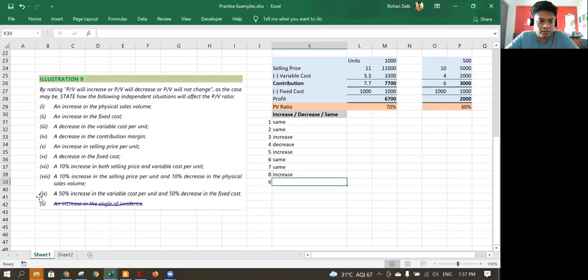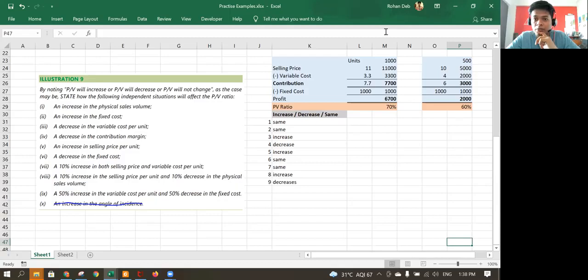And finally, 50% increase in the variable cost. If I increase my variable cost, my contribution will go down. If my contribution goes down, PV ratio will go down. And 50% decrease in fixed cost. Fixed cost does not matter, so this part is not useful. Variable cost increases 50%, so contribution goes down, and then my PV ratio goes down. So it decreases. Okay, I hope this question is also clear.